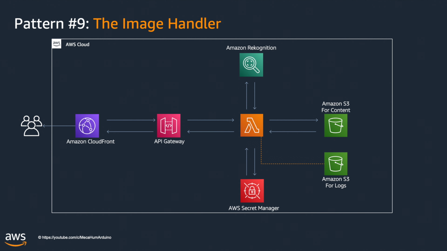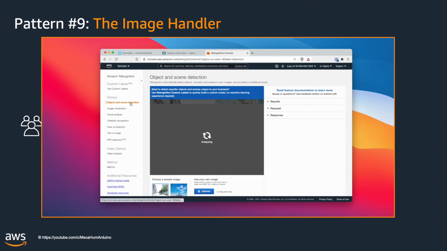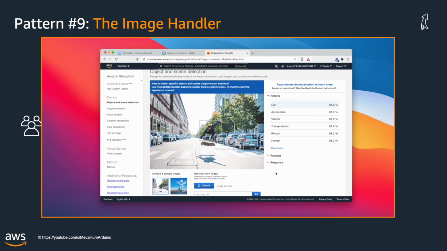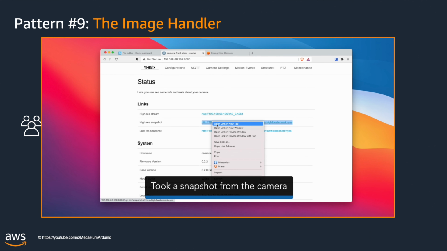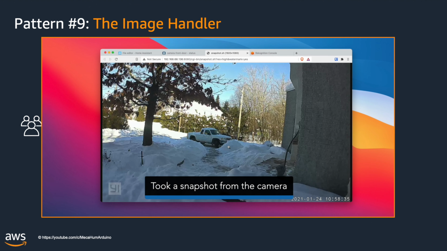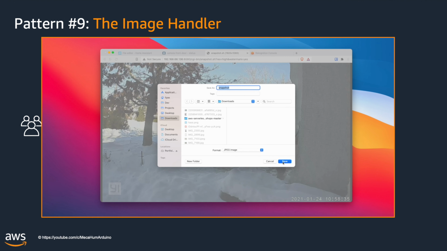And if you're looking for a step-by-step guide to use Amazon Rekognition, please check out this previous video where I configured it with my home security camera to detect and notify me when someone approaches my house.